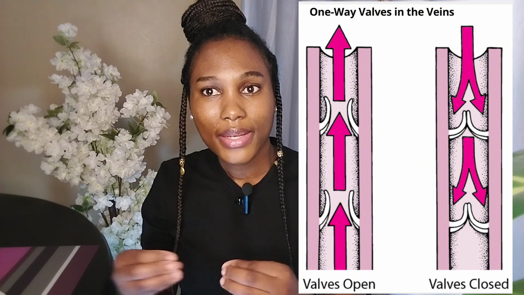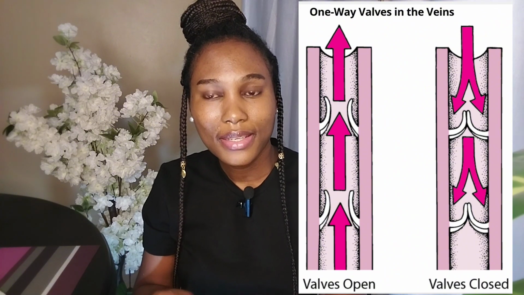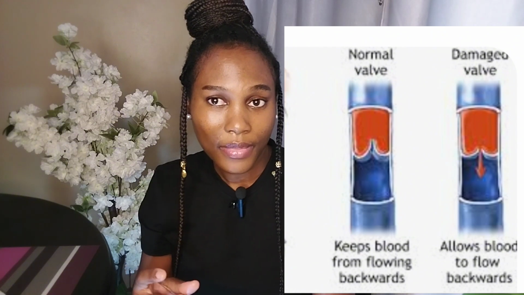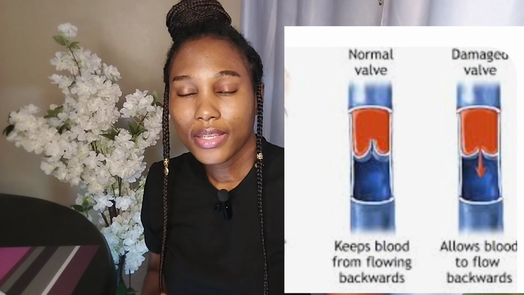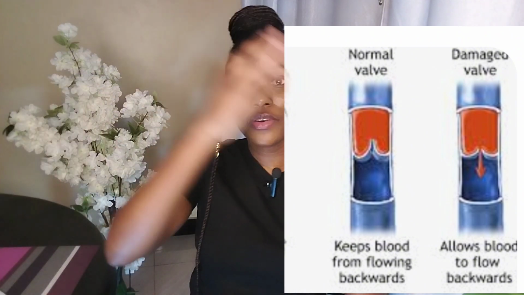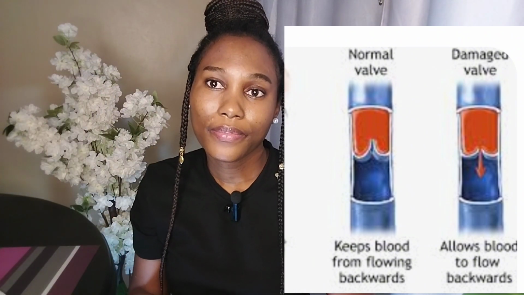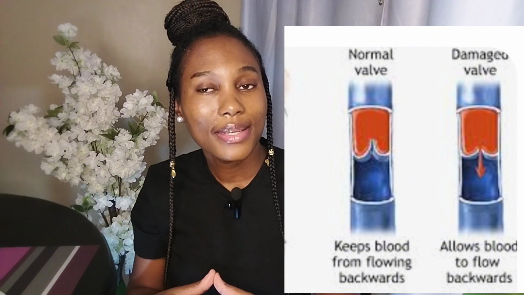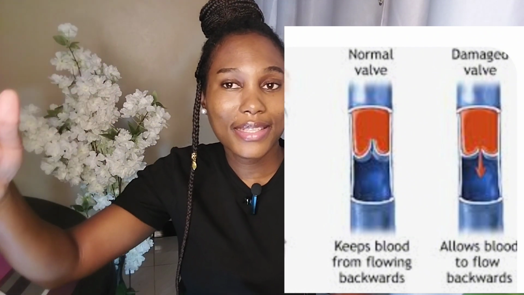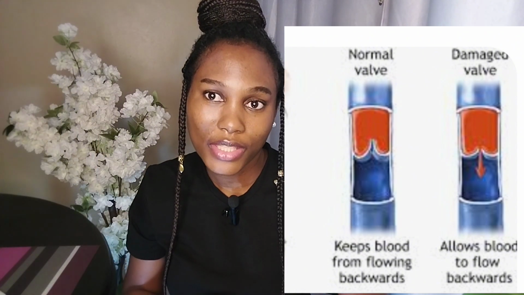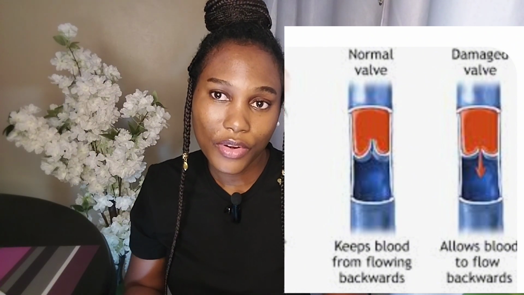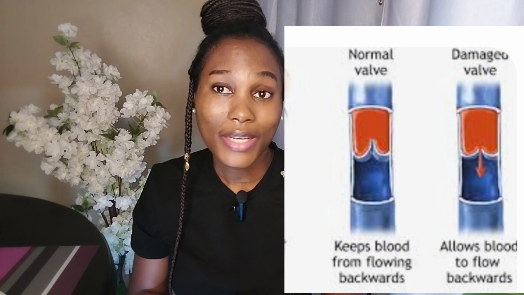However, in the setting of chronic venous insufficiency, these valves have a problem. So when blood is being taken to the heart, it backflows. It goes back to where it came from. And so the amount of blood that is supposed to be taken back to the heart is reduced in volume. So that is what really happens.